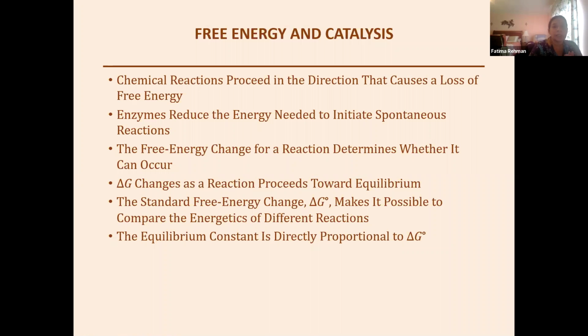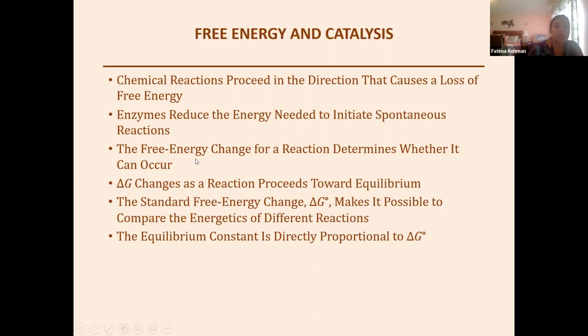So chemical reactions will proceed in the direction where there's loss of free energy to the environment, right? So there's release of free energy, and enzymes reduce the energy needed to initiate those spontaneous reactions by providing the right environment.